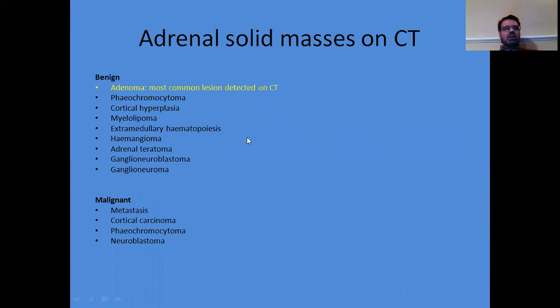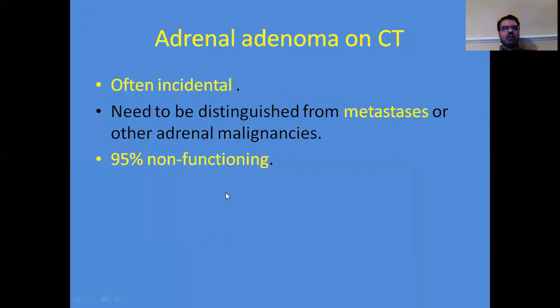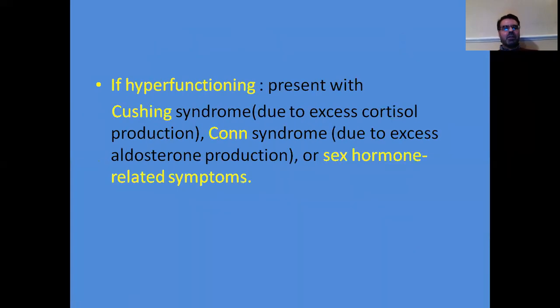Solid masses on CT scan can be benign or malignant. Adenoma is the most common lesion detected on CT scan. This is a list of the benign lesions and malignant lesions. Adrenal adenoma on CT scan is often incidental, and it needs to be distinguished from metastasis, and 95% of adenomas are non-functioning.